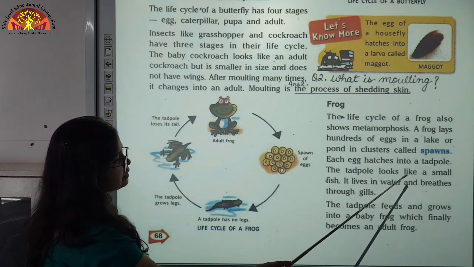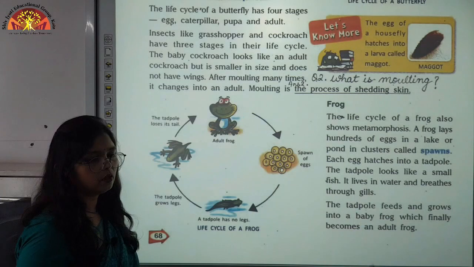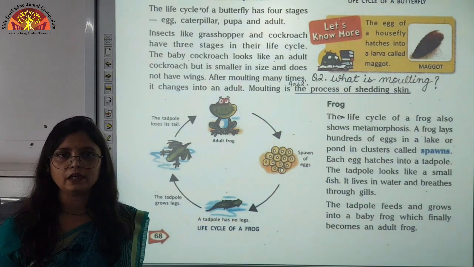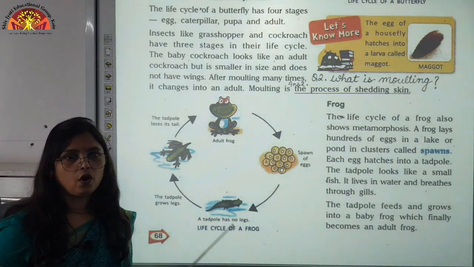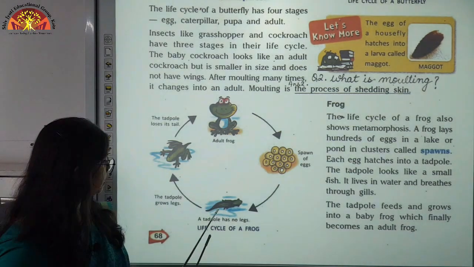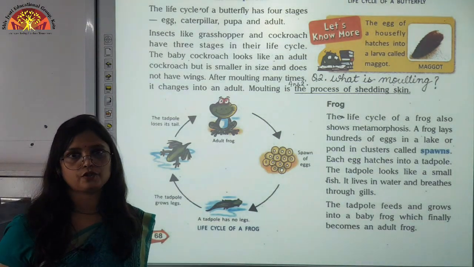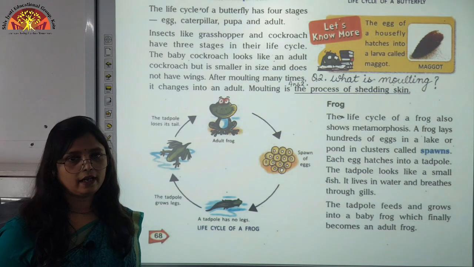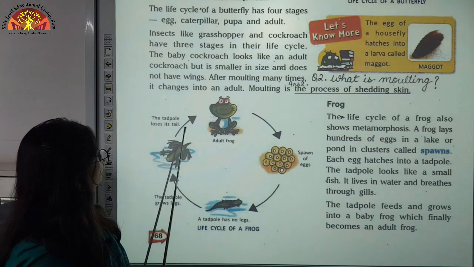The tadpole looks like a small fish. It lives in water and breathes through gills. Now children, you all know that the animals that live in water breathe through gills. Okay, so here the tadpole, the larva of the frog, also lives in water, so it also breathes through gills. Then after some time, by the process of metamorphosis, as I have told you right now, the change in the form of an organism, it gets converted into an adult frog.